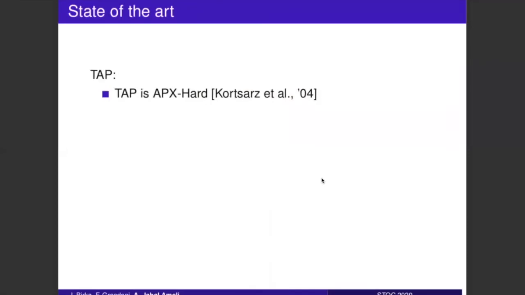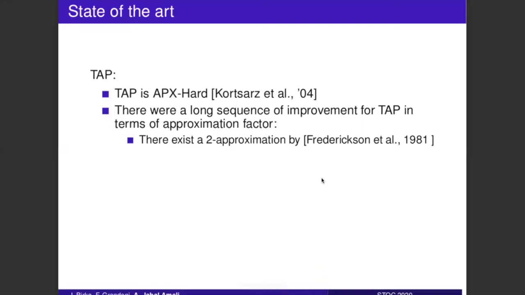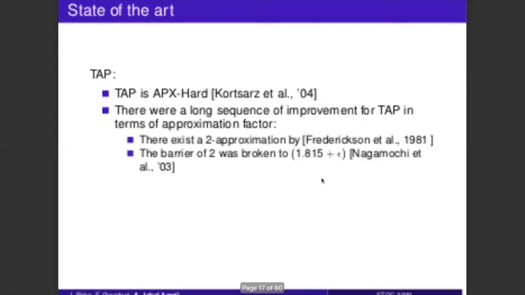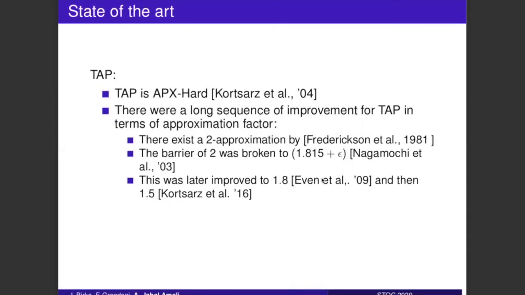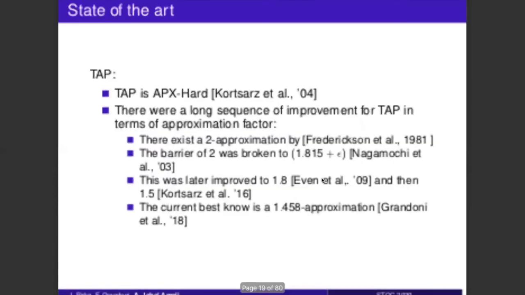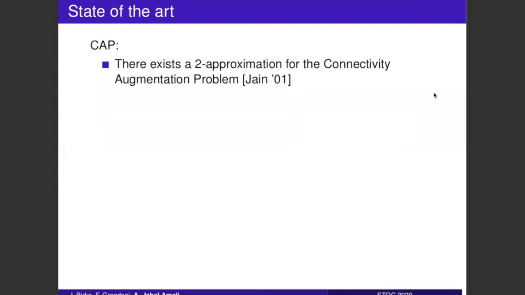Let's review the previous works done in these areas. For TAP, we know that TAP is APX-hard. Then there was a long sequence of improvements for TAP in terms of approximation factor. The first algorithm proposed was a 2 approximation by Frederickson and JaJa in 1981. Then the barrier of 2 was broken. It was later improved to 1.8 and then to 1.5. And the current best known algorithm is a 1.458 approximation by Grandoni et al. in 2018.